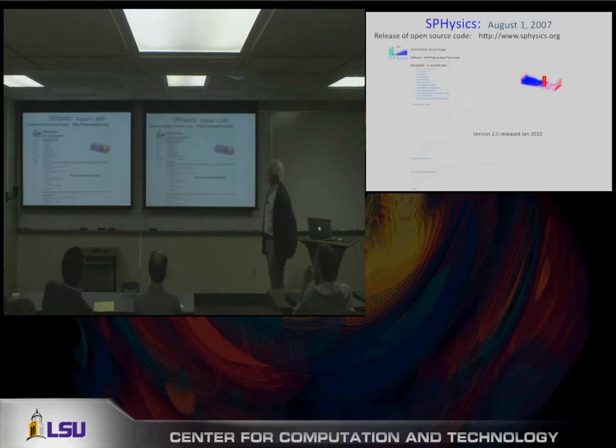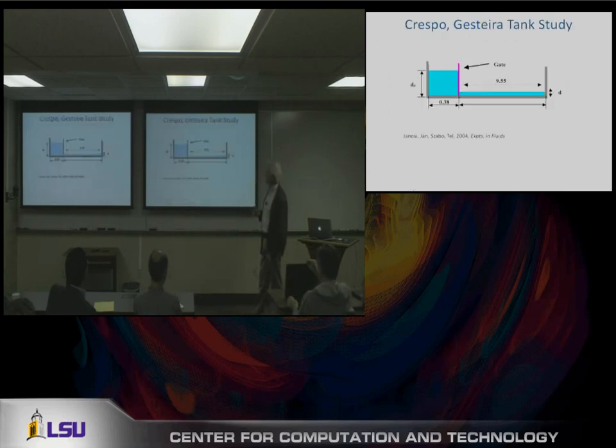So I said there was open source code in 2007. We released SPH. This is the web page about it. And then January 2010, the second version was released. There's serial and parallel versions of the code. There are a lot of test cases and so forth that go with it so you can see how it works. So you get things like this.